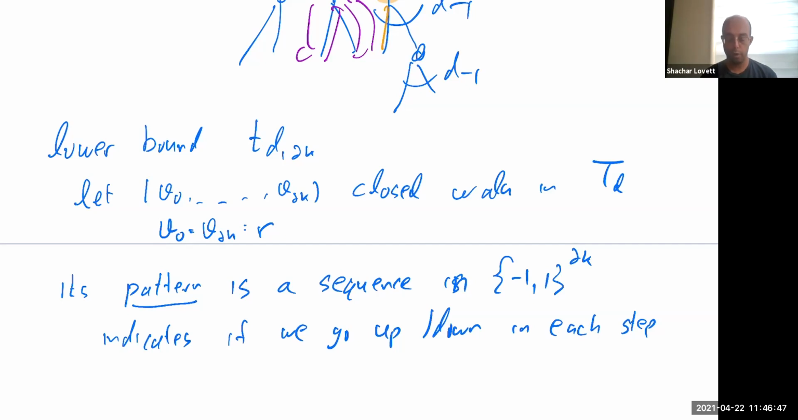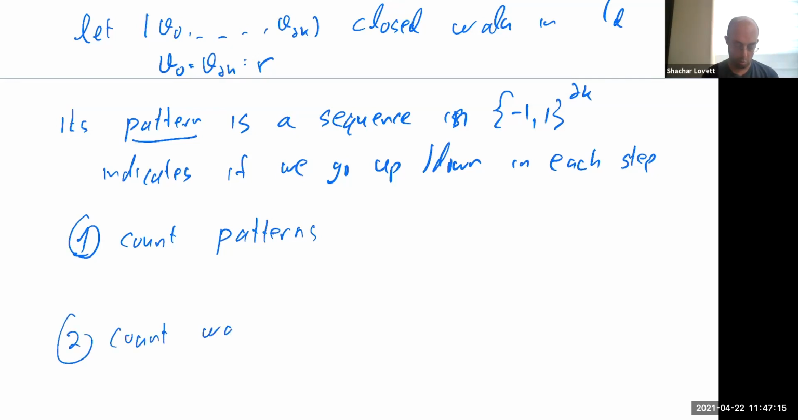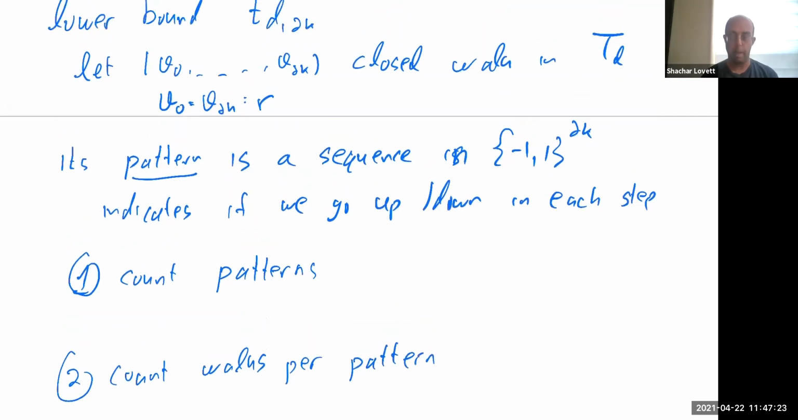What can we say about this sequence? First of all, we're going to do two things. We're going to count how many sequences we have that are legal, and given a sequence, how many paths correspond to this sequence. So one thing is we're going to count patterns. And the second thing that we're going to do is count walks per pattern. Okay, let's start with the patterns.